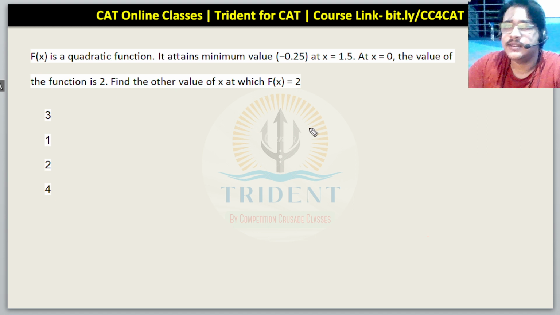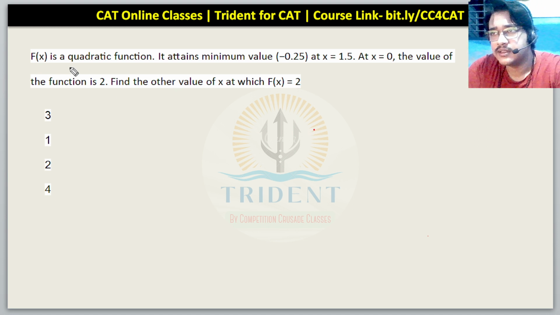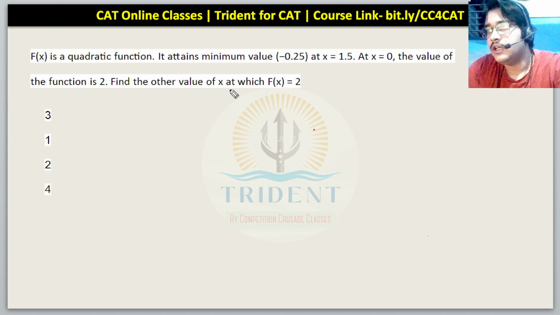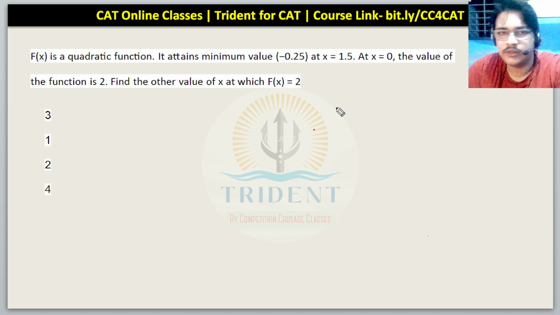The question says that f of x is a quadratic function. It attains a minimum value of minus 0.25 at x equals 1.5. At x equals 0, the value of the function is 2. Find the other value of x at which f of x is 2. Now, I think this was a decently difficult question because, in a test setup, it might appear a tad bit more difficult. So first of all, let's appreciate certain things about the question itself.